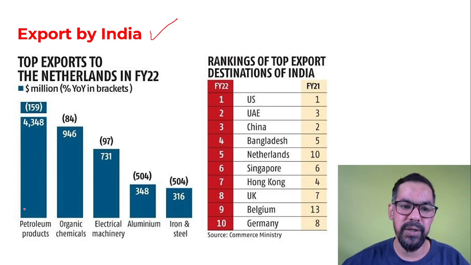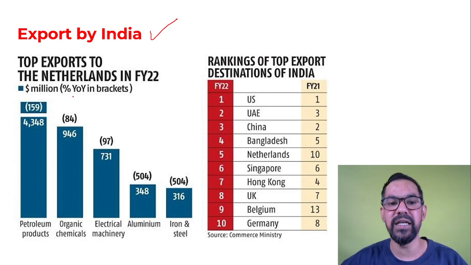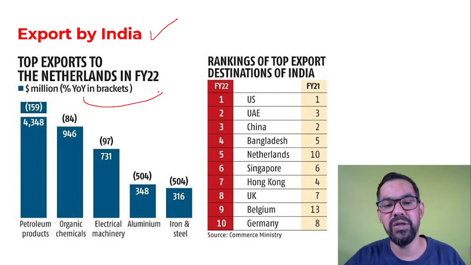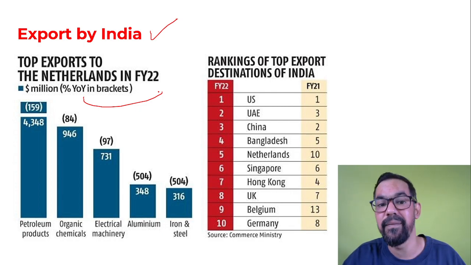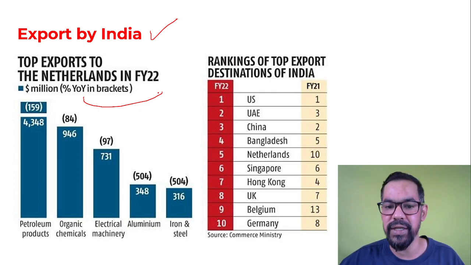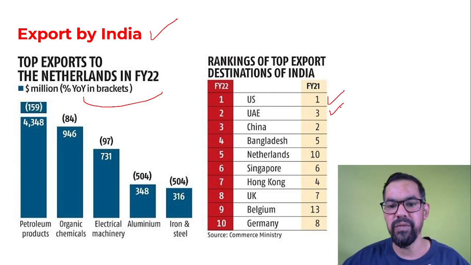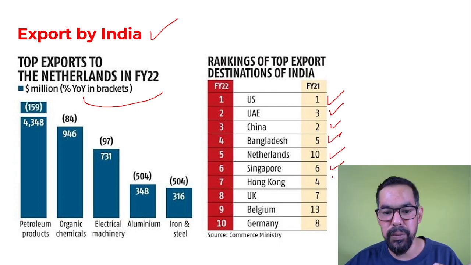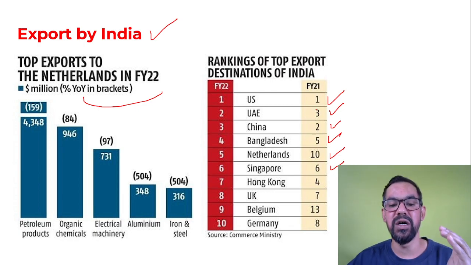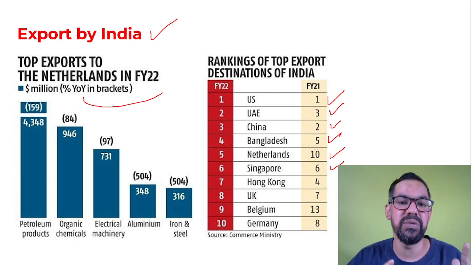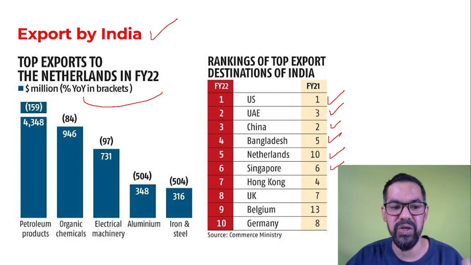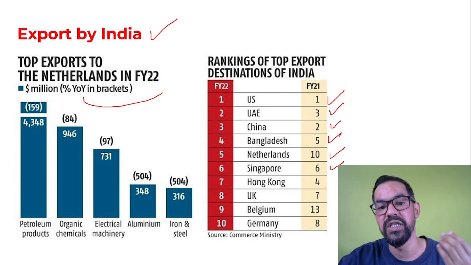For petroleum products, in the last few years Netherlands came into the limelight, and in imports, Bangladesh came into the limelight. But we'll talk about the topmost: USA, UAE, China, Bangladesh, Netherlands, Singapore, Hong Kong, UK, Belgium and Germany. These are the top 10 destinations where India generally exports, where we sell our goods and services.